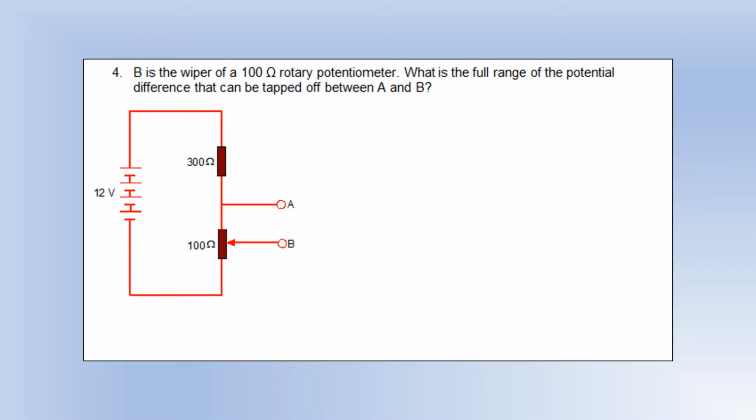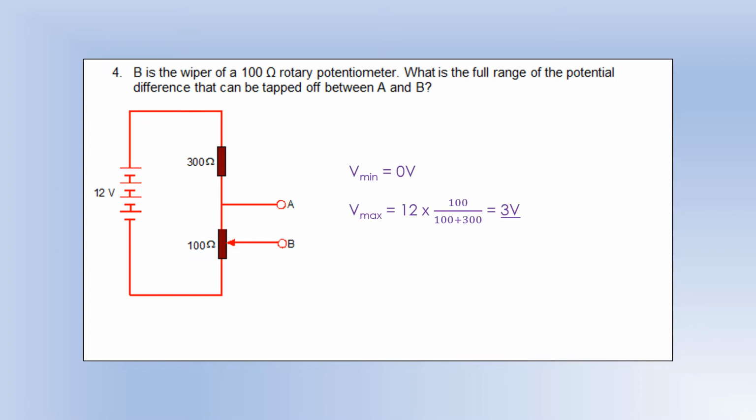Okay, so B is the wiper of a 100 ohm rotary potentiometer. What's the full range of potential difference that can be tapped off between A and B? Okay, so let's put B at the maximum resistance and the minimum. That's how we're going to approach this.